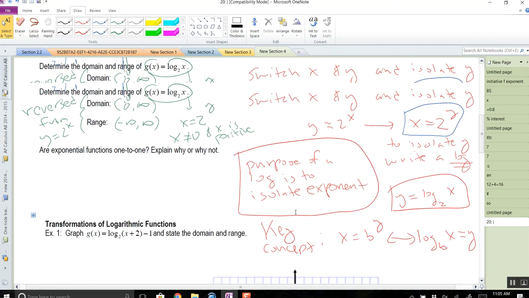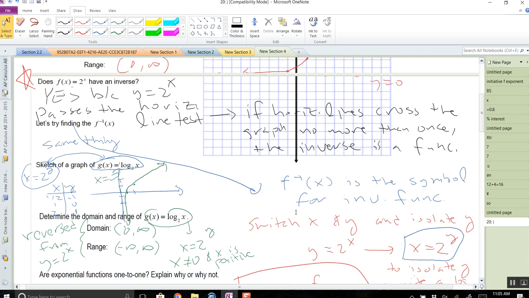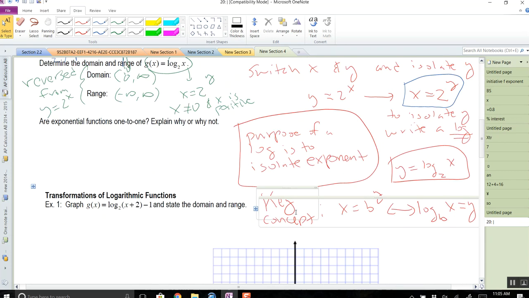So let's go back to the bottom of page 1. By the way, any questions so far? Wait. Go ahead, Julia. No problem. Well, go ahead.